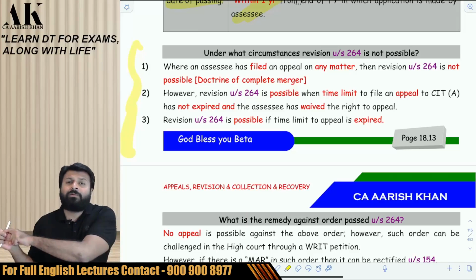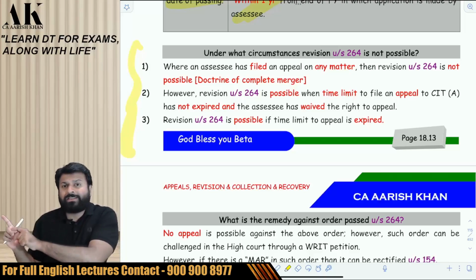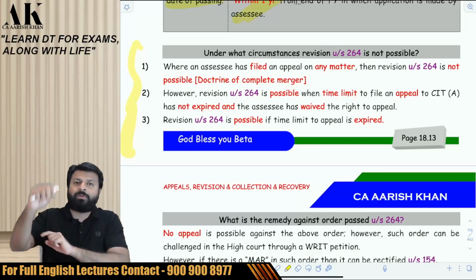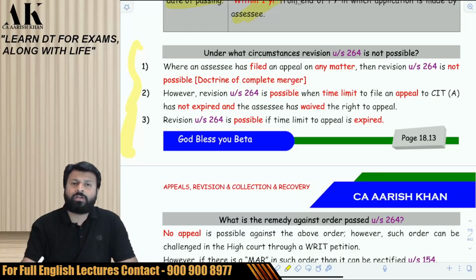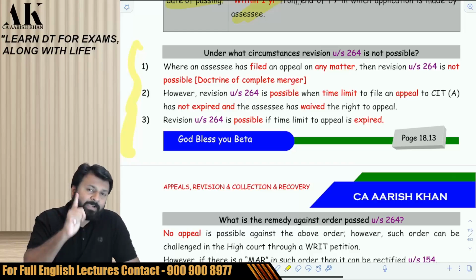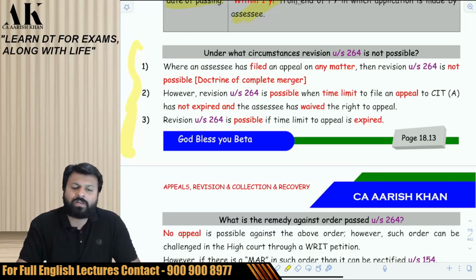Unlike doctrine of partial merger, which is there in 154 and 263, what happens over there is, if there is an AO's order and there is one matter which is appealed, you can go for the remaining 99. But here in 264, you cannot touch any matter if once a particular item is appealed. This is known as doctrine of complete merger.